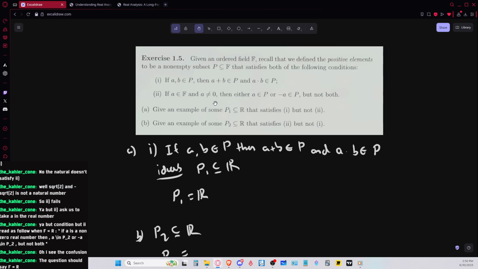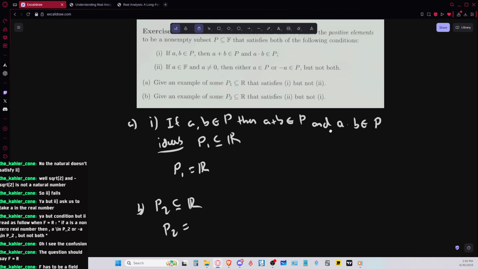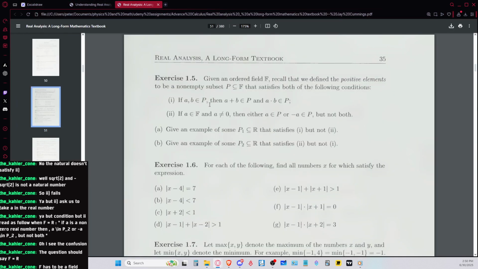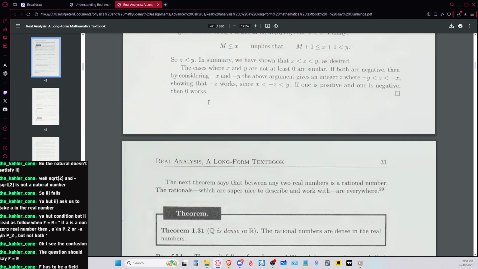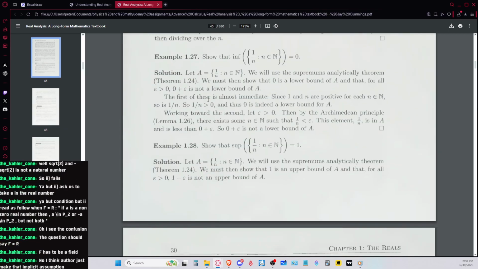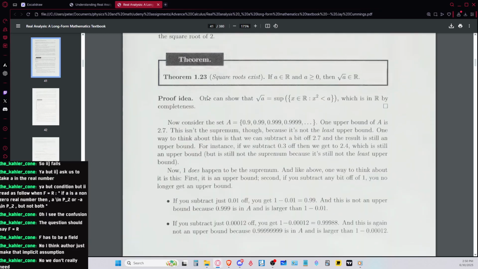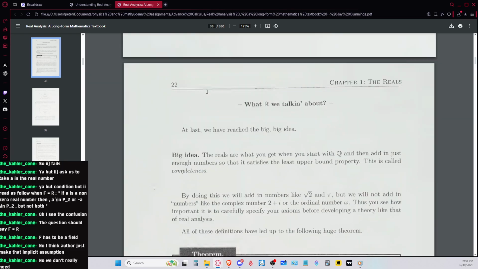The question should say that F is equal to R. F has to be a field. Yeah, it basically says that F is an ordered field. Do I have to get the definition of what a field is? Or an ordered field? This is gonna take a minute. I can't jump to other stuff.